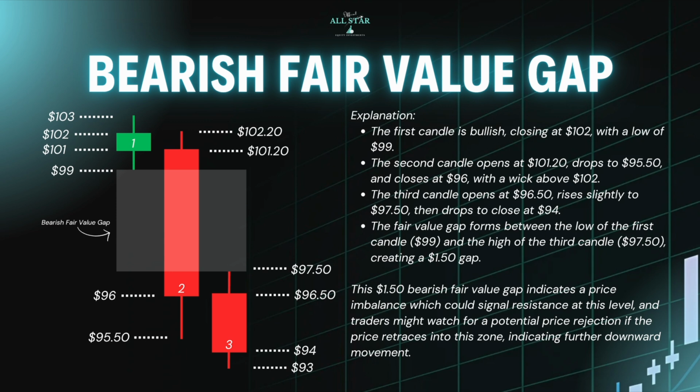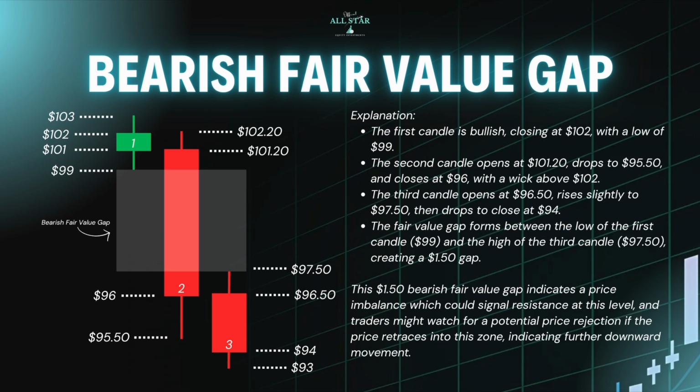Now again, this $1.50 bearish fair value gap suggests that the price is actually not level, and this could act as a point of resistance. And if the price retraces to this level, traders can watch for signs of a rejection, hinting at the projection of the continued downward movement.